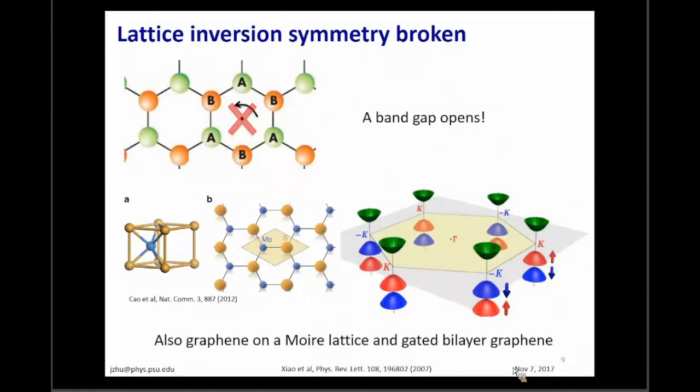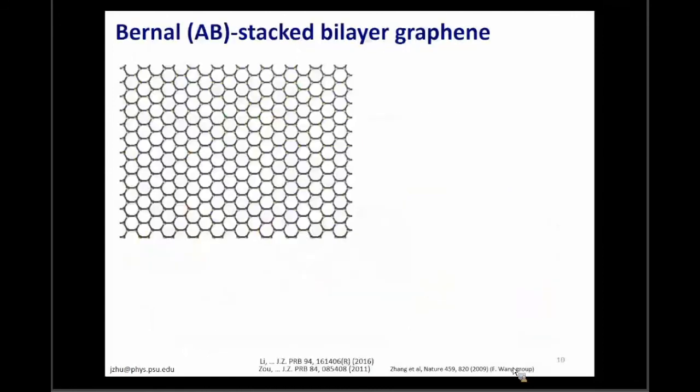But you may not realize it as, for example, there are other systems that also fall under this category. Graphene on a boron nitride lattice that forms a moire pattern falls into that category. And also a piece of bilayer graphene that you can gate. So I'm going to be working on this one here. So I'll give you a little more background on what bilayer graphene is.